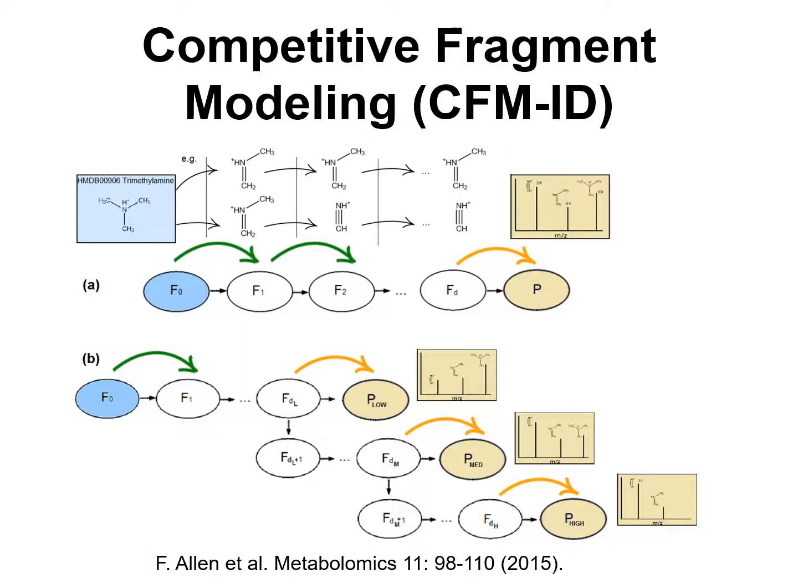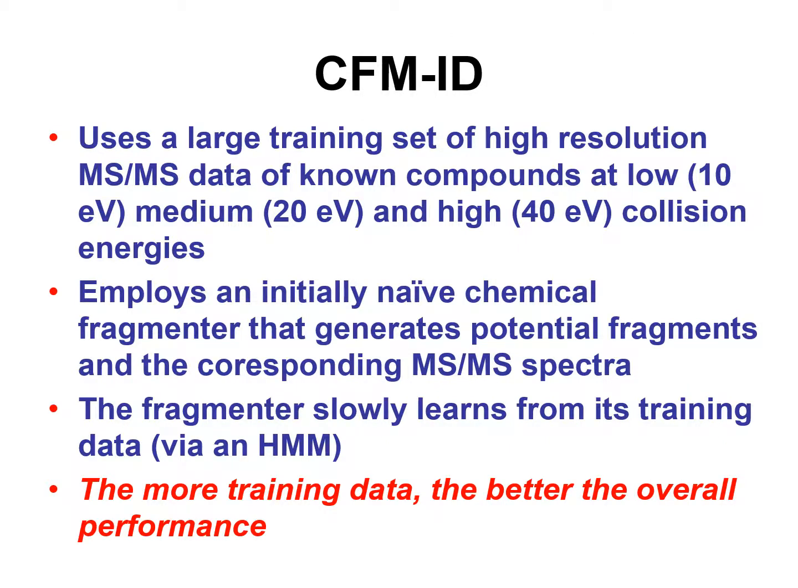And the tool that we've developed is called Competitive Fragment Modeling, or CFMID. Now this tool uses machine learning. It's got a training set of high-resolution MS spectra where the collision energies have been ranging from low to medium to high. It naively fragments compounds, and then it learns from its mistakes how to properly fragment compounds and then generate the appropriate MS spectra. It uses a tool called a hidden Markov model or a probabilistic graphical model, and this is very good at recognizing patterns. And with any machine learning tool, the more training data you get, the better the performance.